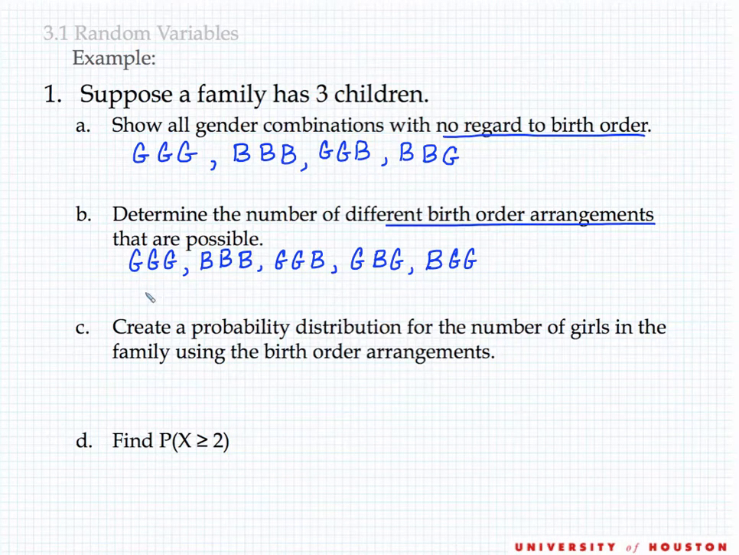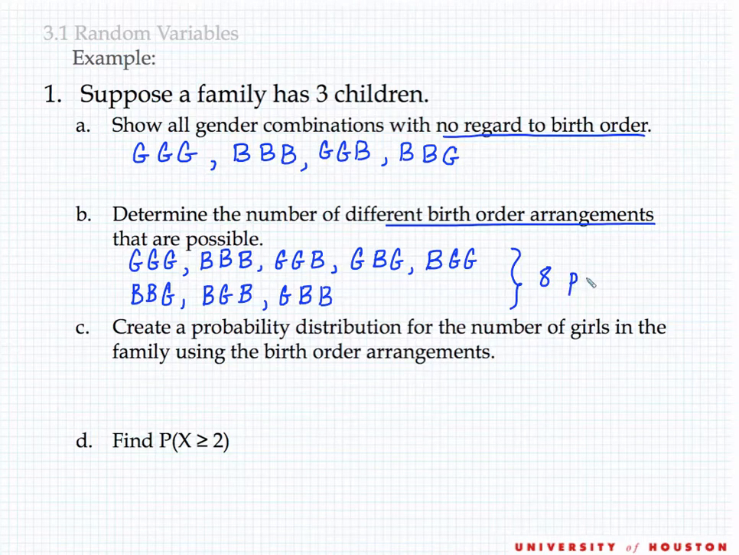With the 2 boys and a girl, boys could be born first, then the girl. Or we could have boy, girl, boy. Or we could have girl, boy, boy. This gives us a total of 8 possible arrangements.